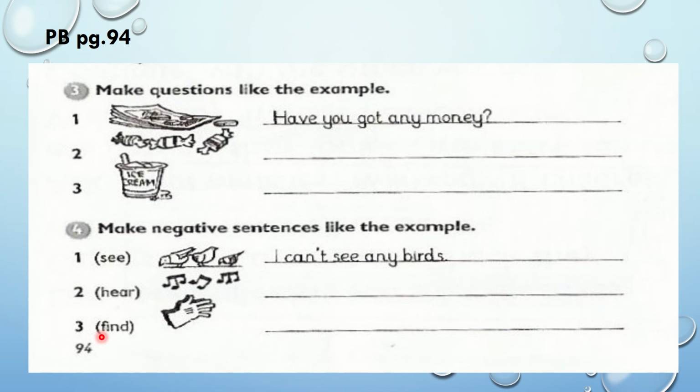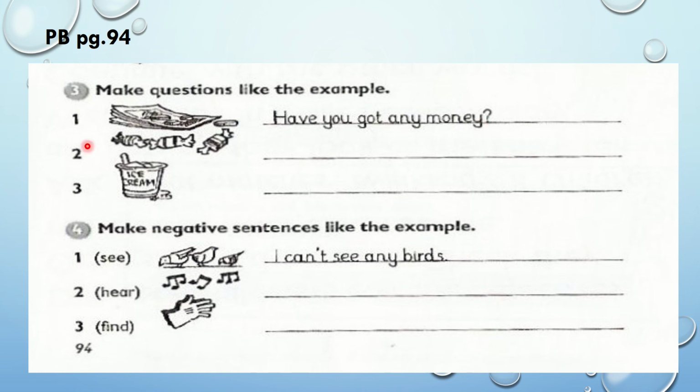Now let's have a look at our language book, page 94. We are busy with question number 3. We see make questions like the example. So we need to ask a question. If we have a look at question number 1, we see that there is some money. So, let's ask, have you got any money?